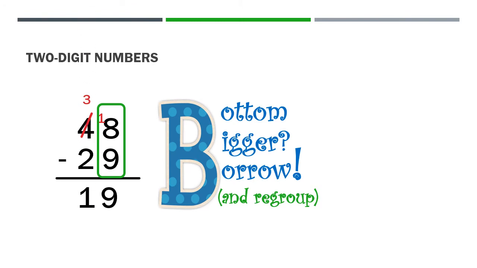So let's go ahead and check our work. Remember, if we can subtract down, we can add up. So we're going to take our difference of 19. We're going to add the 29. And our hope is that we end up with 48.